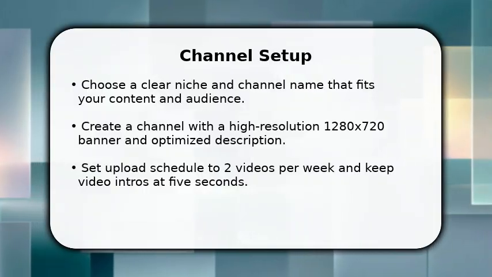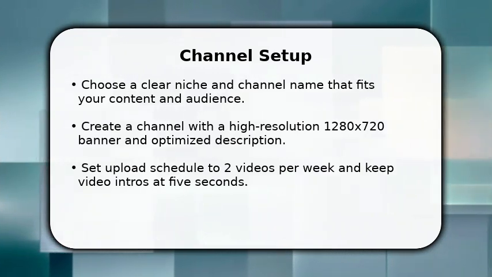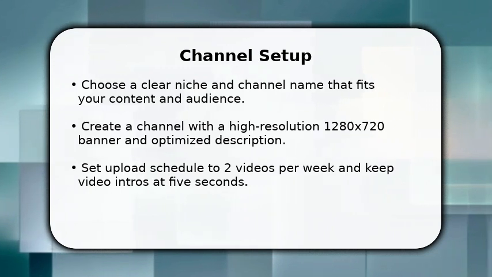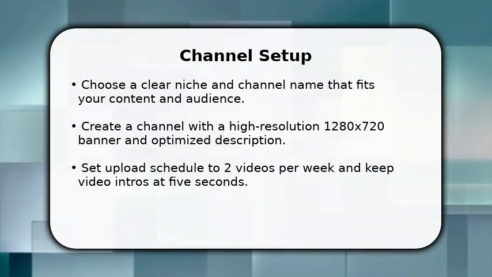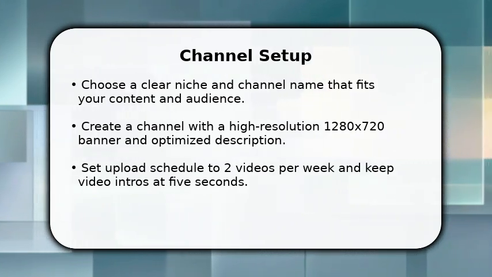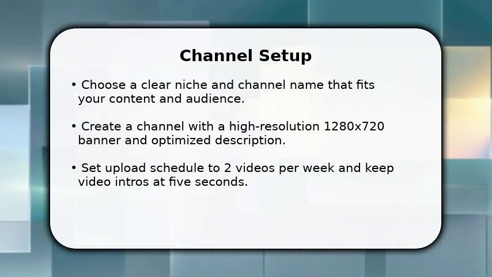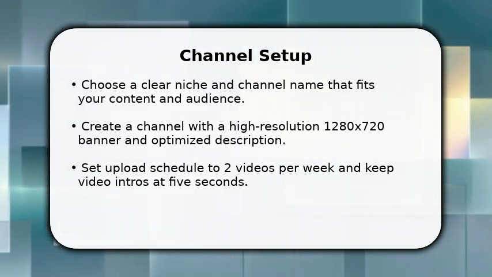Choose a clear niche and channel name that fits your content and audience. Create a Google account and set up your YouTube channel with a high-resolution 1280x720 banner. Write an optimized channel description that uses keywords and a simple value statement. Add links to social profiles and an email for business inquiries.